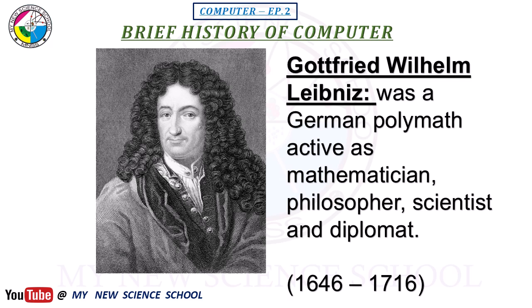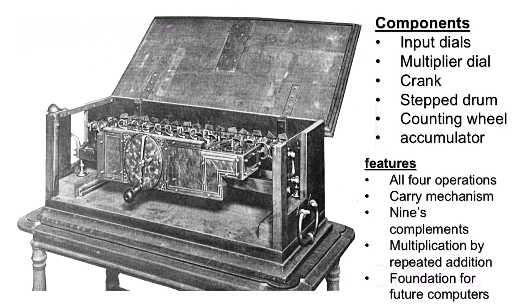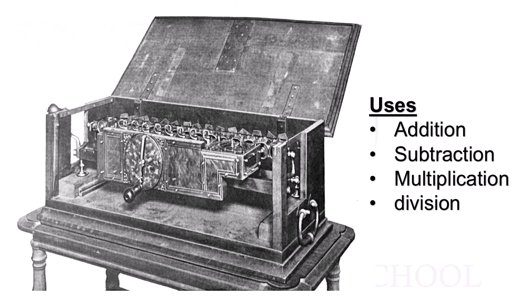So Leibniz is a German polymath, and this is a machine that he invented. Leibniz multiplier is the name of the machine. The machine can also be called the stepped reckoner. The machine performs some basic operations. These are the components of the machine. We have input dials, this multiplier, all these are components and these are the features. So for the sake of knowledge, you can write this down. Then the uses of this machine: the machine was used to do calculations like addition, subtraction, multiplication, and division.